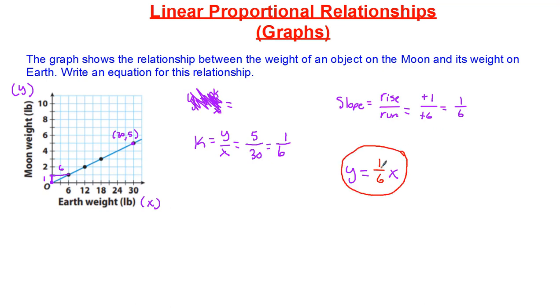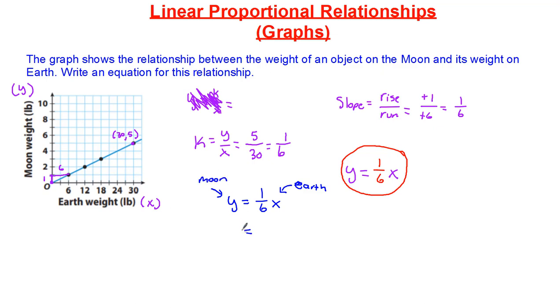Now, let's just say that I want to know how much I'll weigh on the moon if on Earth I weigh 60 pounds. Okay, Earth I weigh 60 pounds. Now, how would I go about figuring that out? Well, I know that my equation is y equals 1/6 x. I know that x represents my weight on the Earth, and y represents my weight on the moon.